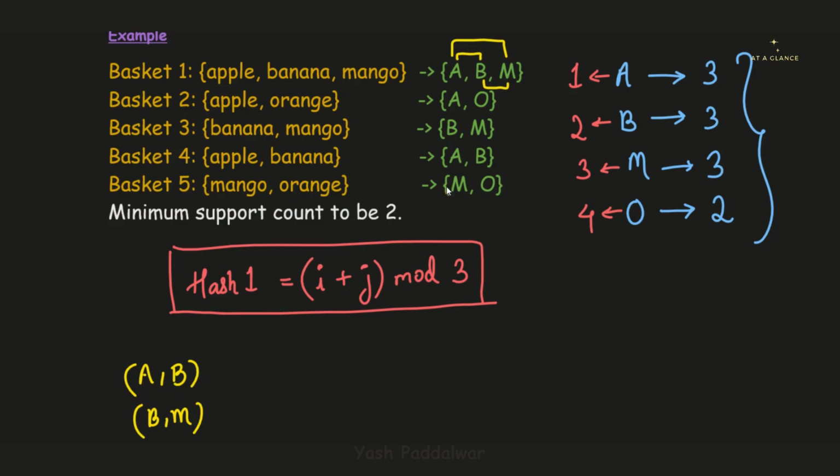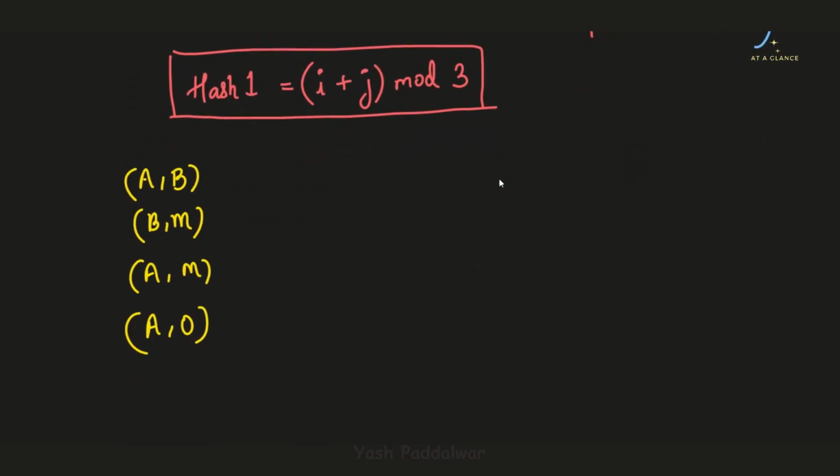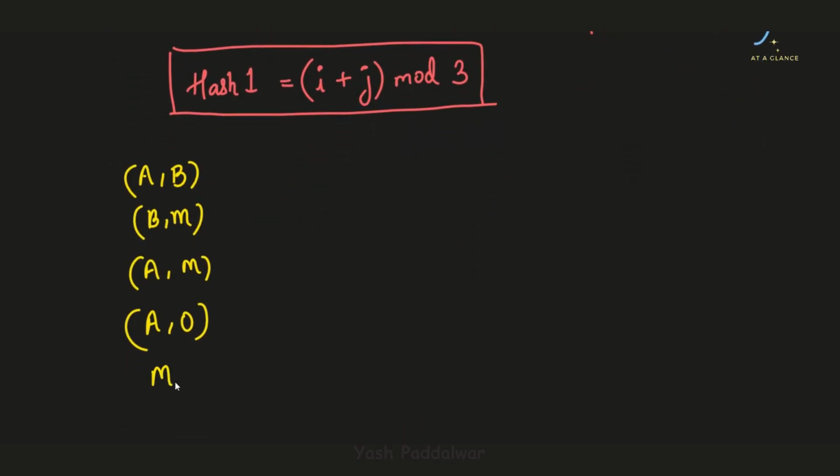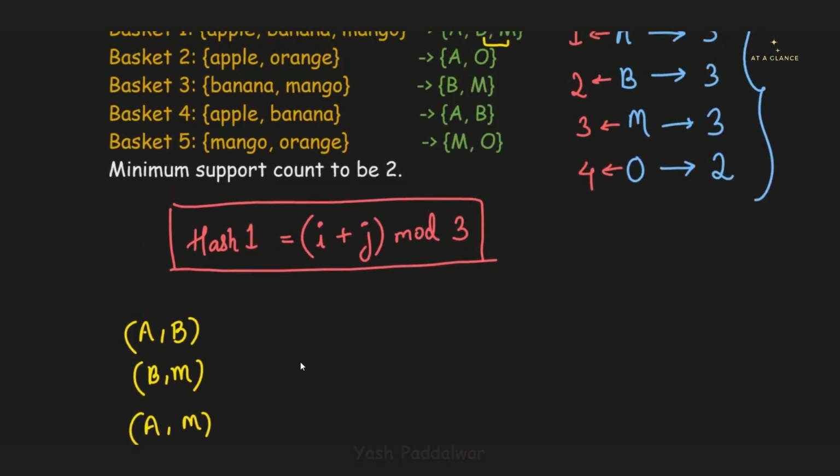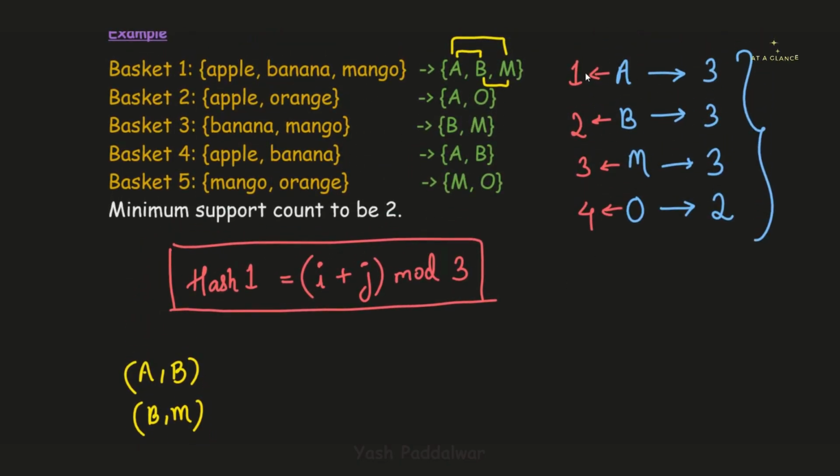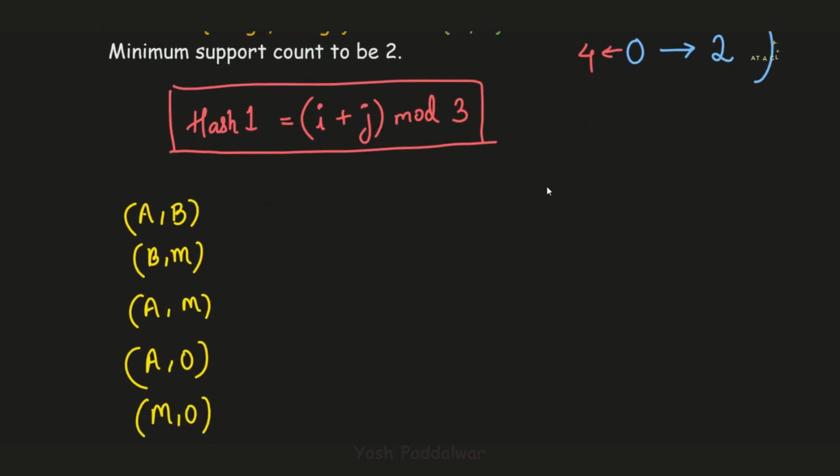Here you can see MO is the pair which has not got repeated yet. So let's write MO. So these are all 5 pairs that we have created and all these pairs are created from frequent items only. Now, if you remember, we have converted every single item into its unique number. So let's convert all these pairs in the form of the numbers that we have assigned to every single item earlier.